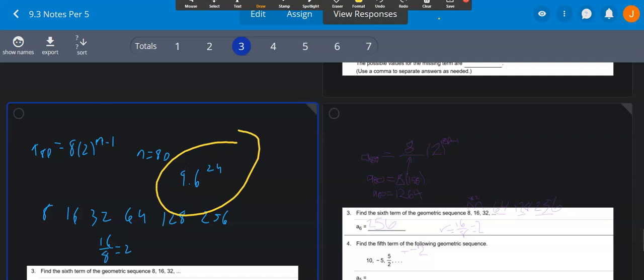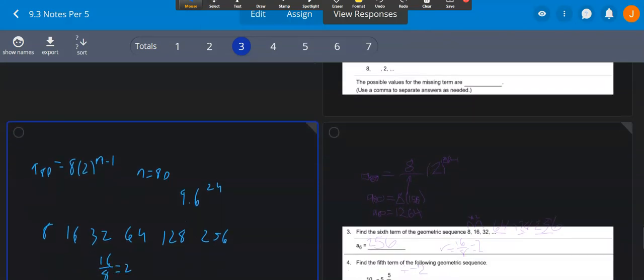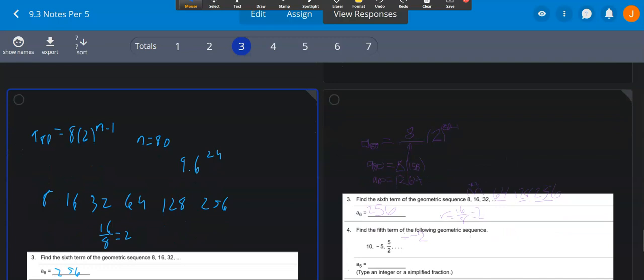So we need to make sure that we use parentheses, or you could actually subtract 80 minus 1 and get 79. Some of you are probably typing it on the calculator a little bit incorrectly. I'm not sure I understand where this number's coming from. It should be something like this: 8 times 2 to the 79th power.